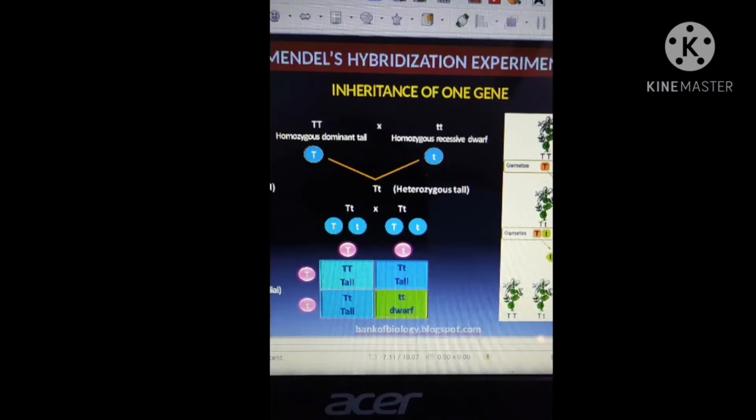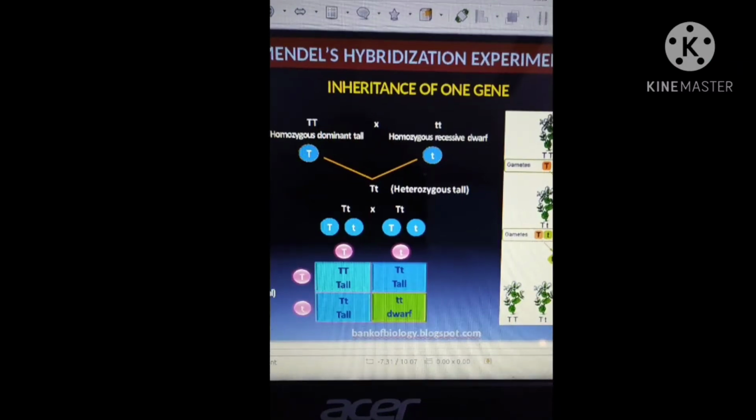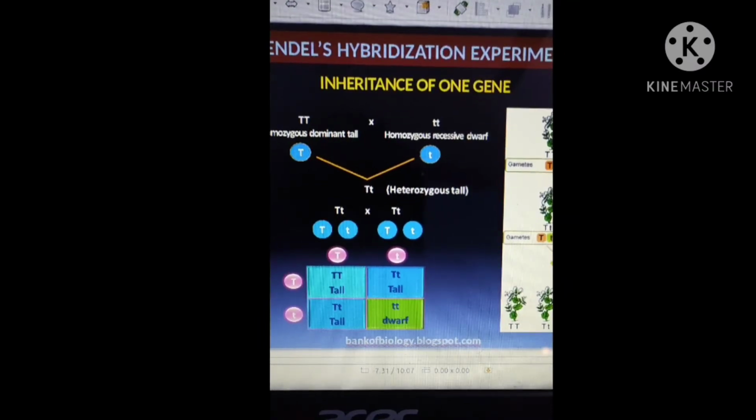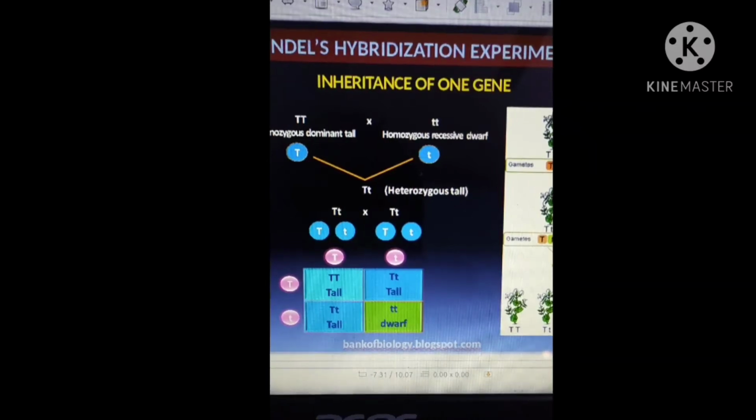Okay, children, let's move on to the next topic in the chapter Principles of Inheritance and Variation. The topic covered here is inheritance of one gene, a transfer of one gene from one generation to another. Otherwise, this is also known as a monohybrid cross. You know the meaning? Mono means one, transfer of one gene, or a hybridization experiment on one character.